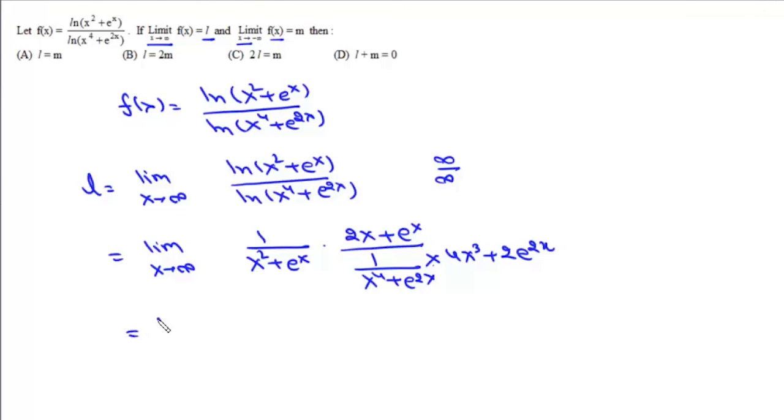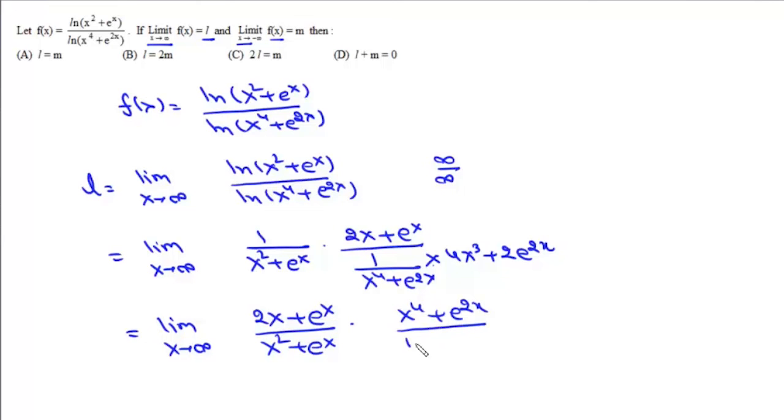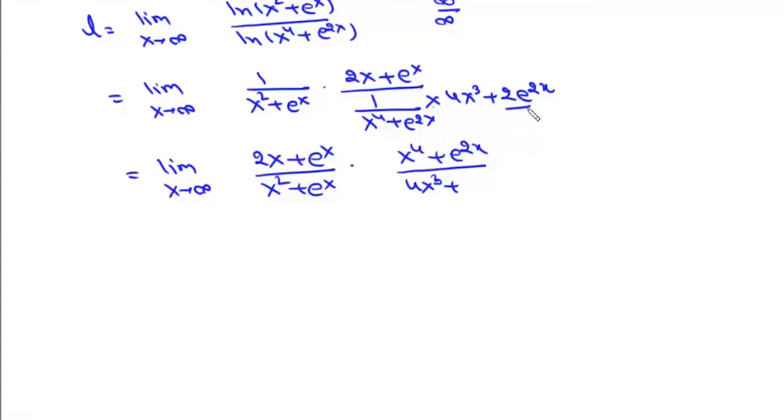Now we can write this as limit x tends to infinity of 2x plus e to the power x upon x square plus e to the power x into x to the power 4 plus e to the power 2x upon 4x cube plus 2 e to the power 2x.